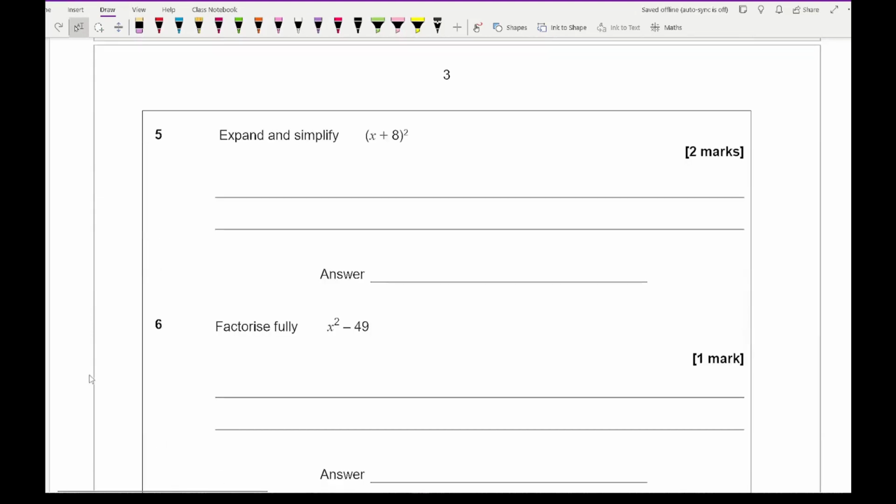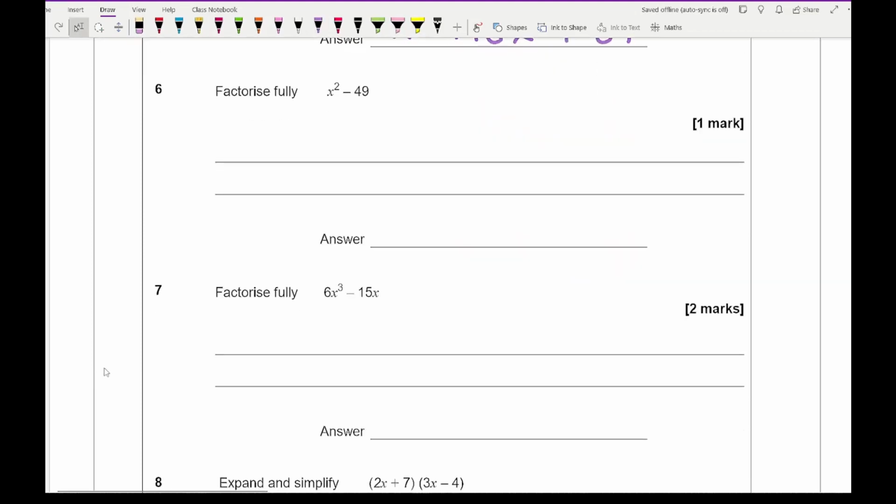Moving on to question 5, it says expand and simplify. So again, recognizing that this is a double bracket question. So then we've got x squared plus 16x plus 64. Then for question 6, it says factorise fully, and then here we've got x squared minus 49. So this is a difference of 2 squares.